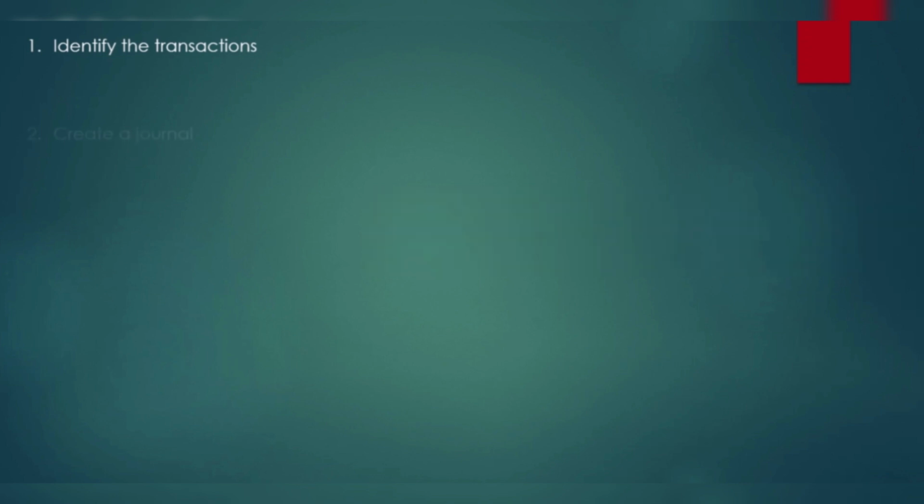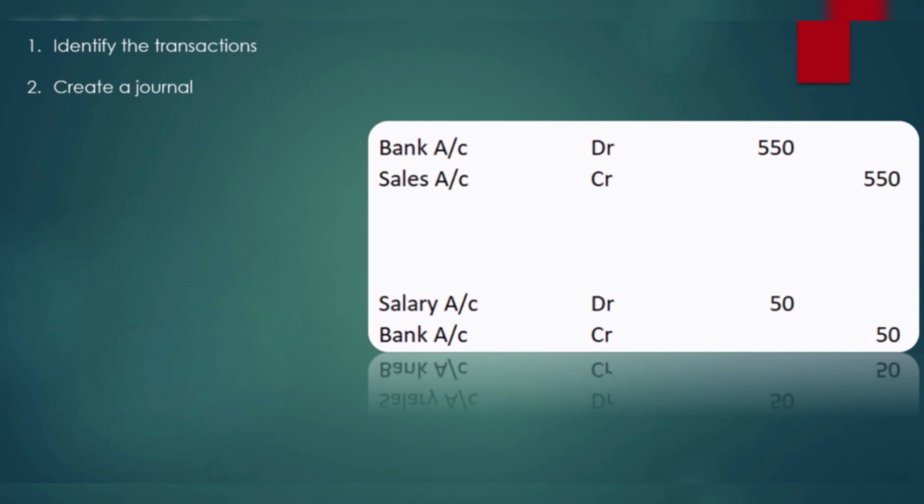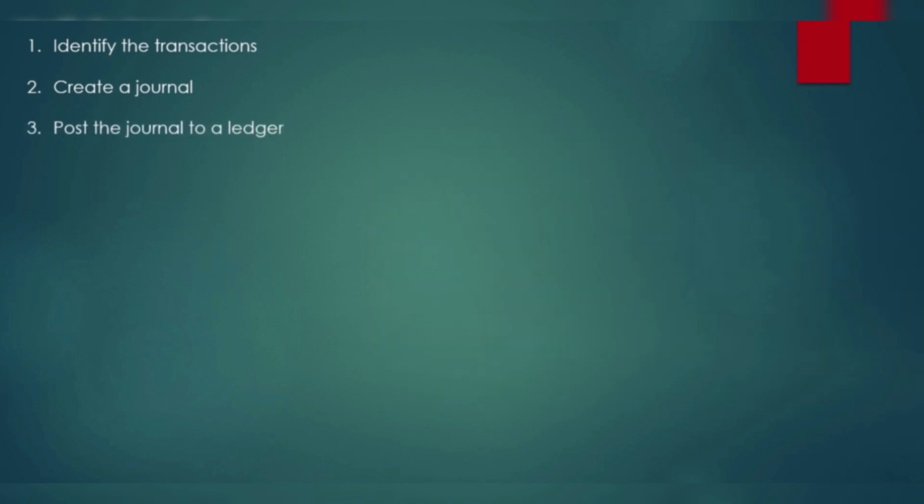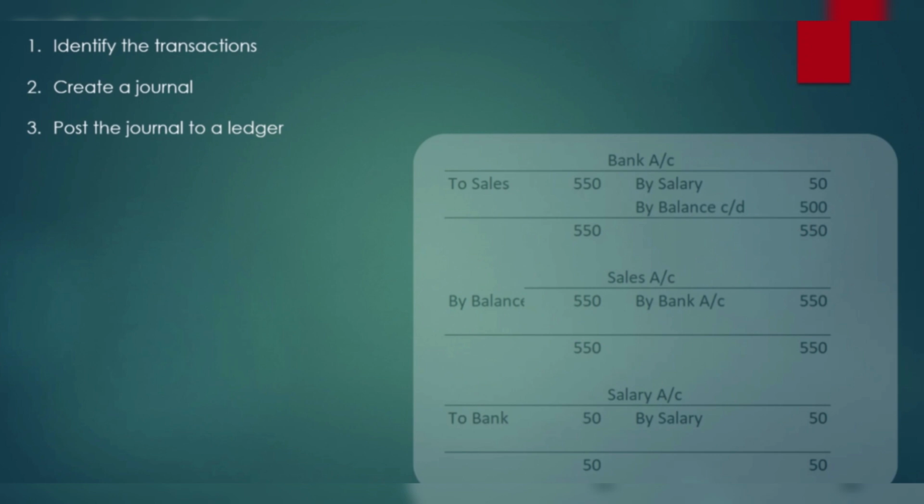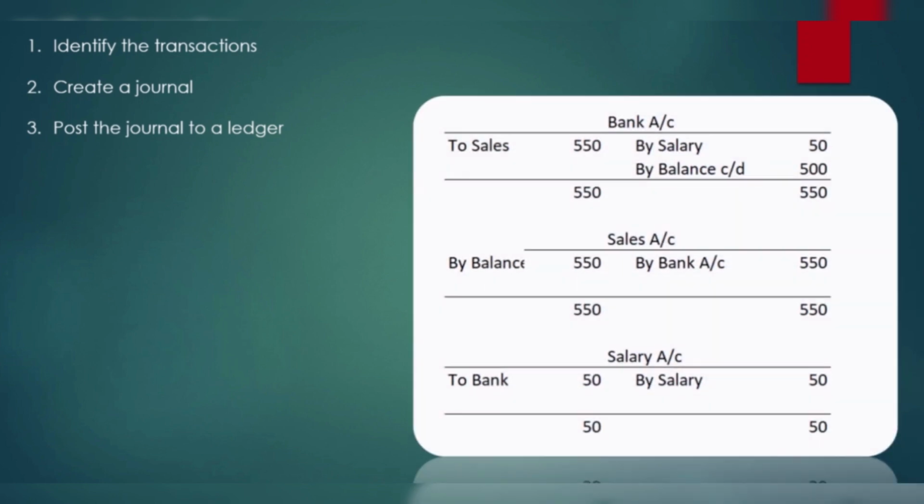Now the next step will be to record the journals. We have created some sample journals out of those two transactions, and you can see they are there in front of the screen. Once you have created journals, the third step here will be to take them to the ledgers, post the journals to a ledger. So this is a sample ledger created out of those two journals.